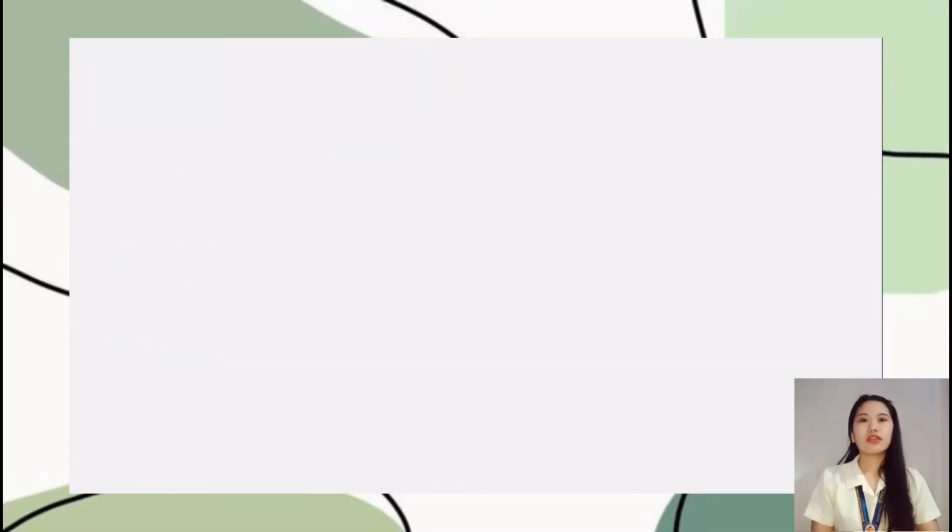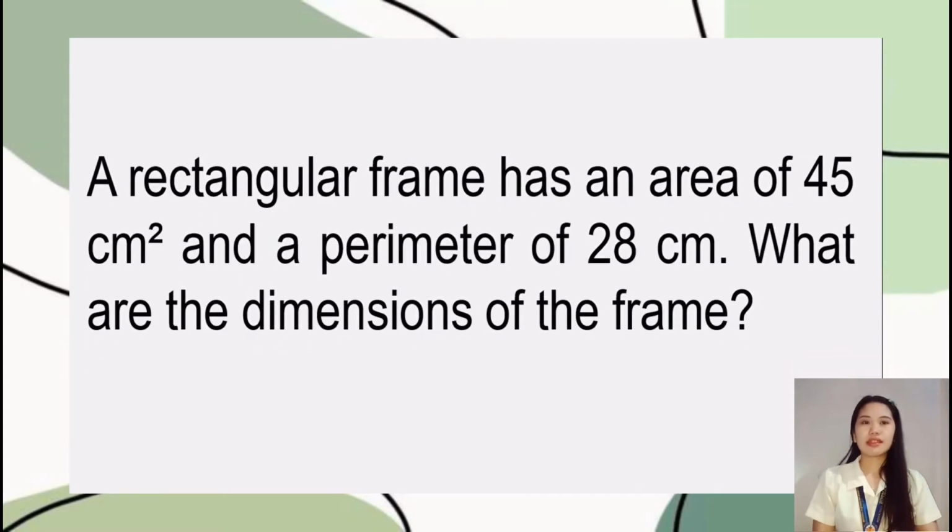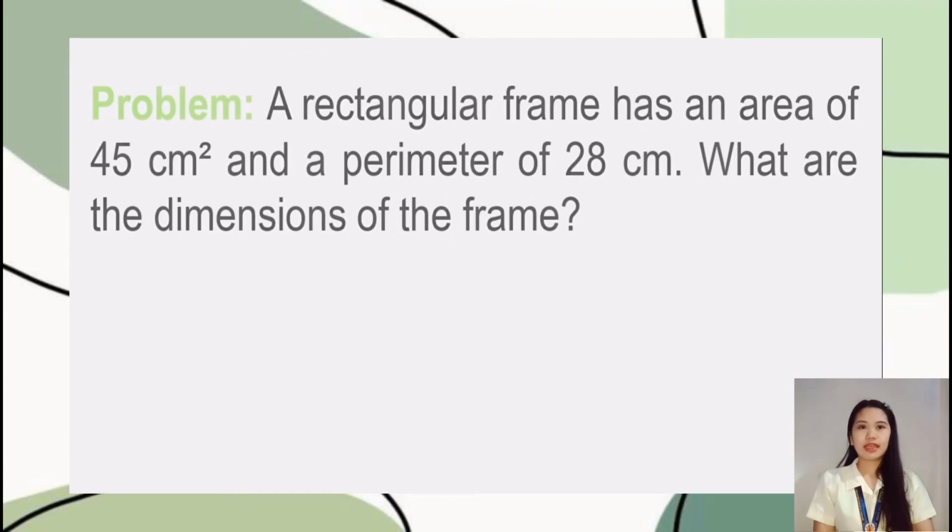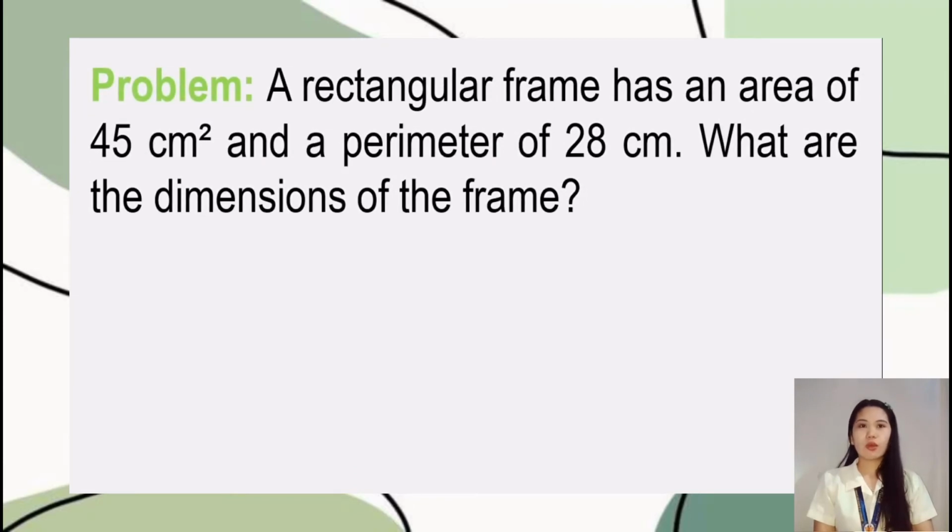So I have here a real-life problem and let us try to solve this. The problem is, a rectangular frame has an area of 45 square centimeters and a perimeter of 28 centimeters. What are the dimensions of the frame? First, for us to solve the problem, you have to understand the problem. So, what question is being asked here? Okay, what are the dimensions of the frame?